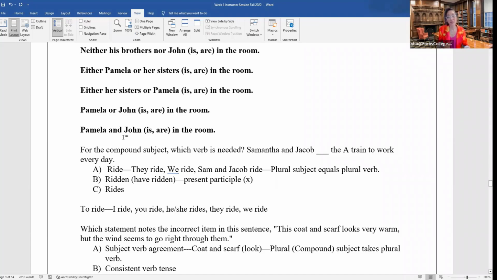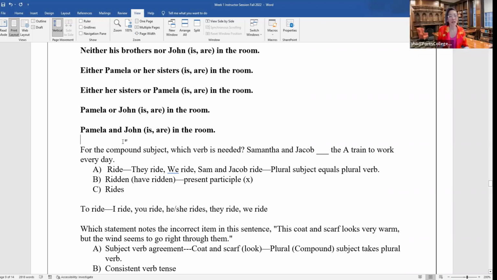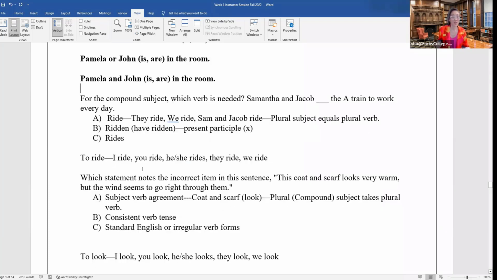singular or plural if it's and? Plural. Yes, it's ride, because I ride, he rides, she rides, that's singular. And then they ride and we ride is plural. So the answer is Samantha and Jacob ride the A train to work every day. Correct. Because you want they ride, we ride. If you can't remember, you can always write out the conjugation.